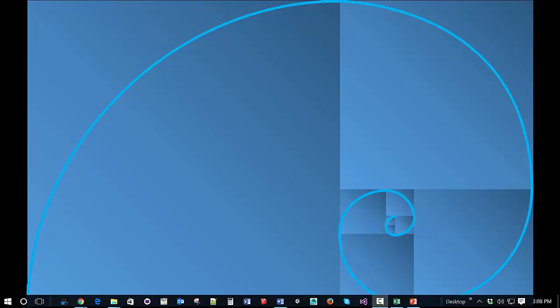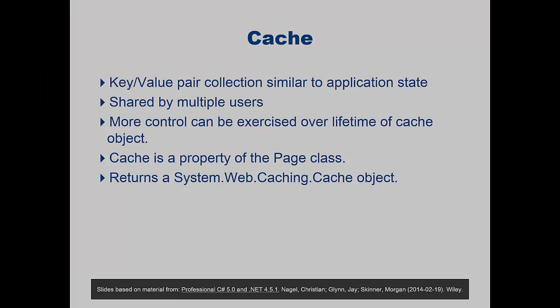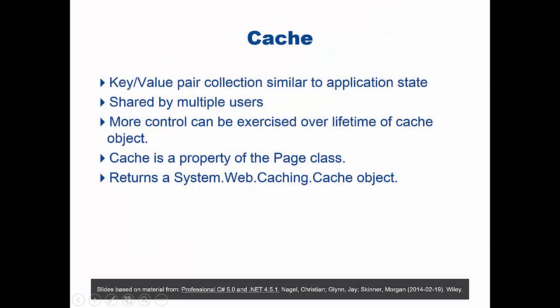I'm a computer programming instructor, and today I'm going to demonstrate how the cache can be used for web applications in .NET. So the cache is, again, another key value pair collection, basically a dictionary, similar to application state, but it can be shared by multiple users.